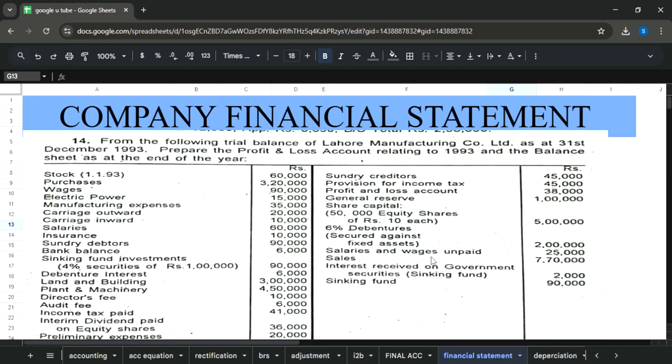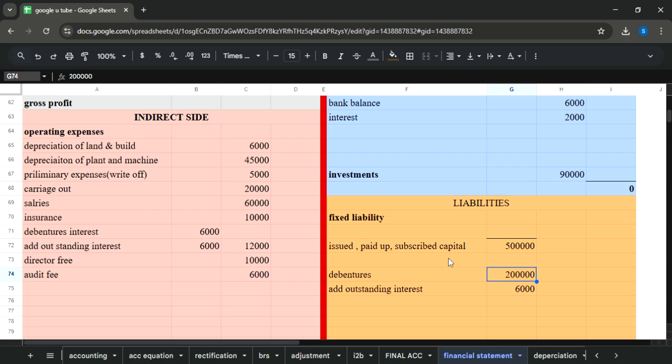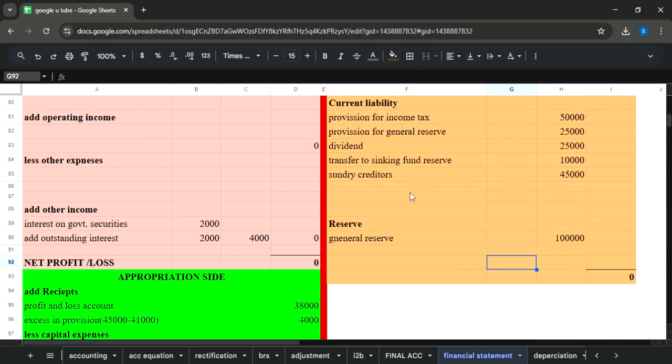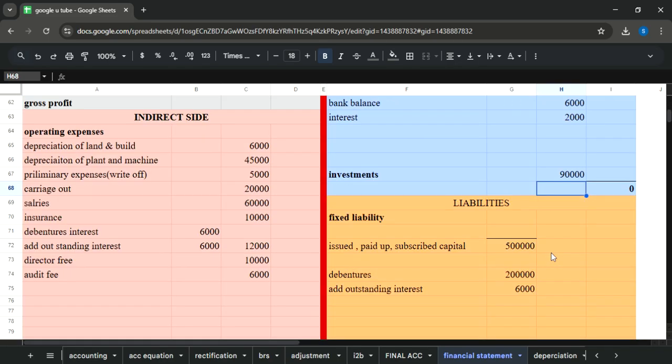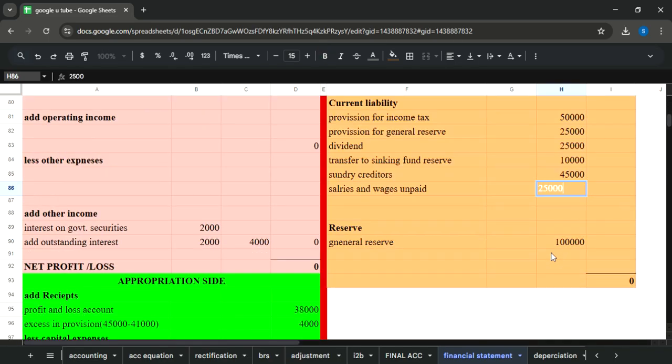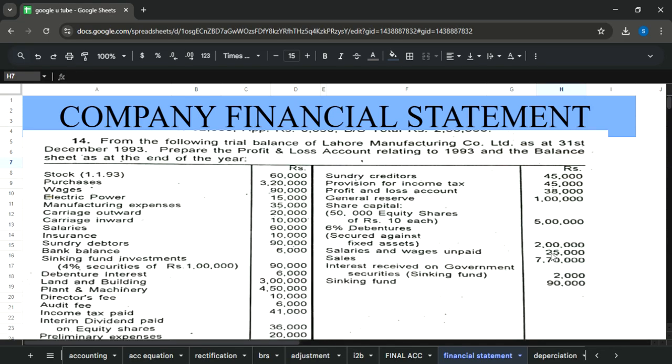Then we have salaries and wages, and these are unpaid. Unpaid means outstanding. Outstanding was supposed to be present in adjustment. It is over here in trial balance. There will only be one effect. We will go to liability side, and here you will mention salaries and wages. Due to this word unpaid, we have made it outstanding. Amount is 25,000. Write down in current liability side, salaries, wages, outstanding.